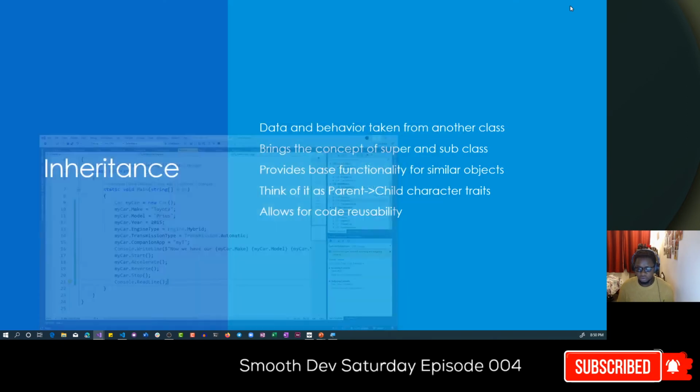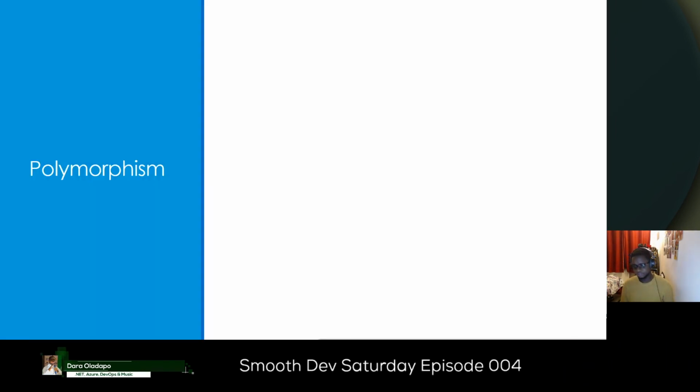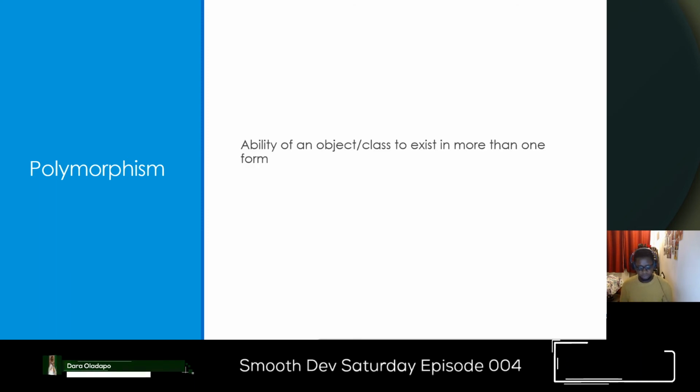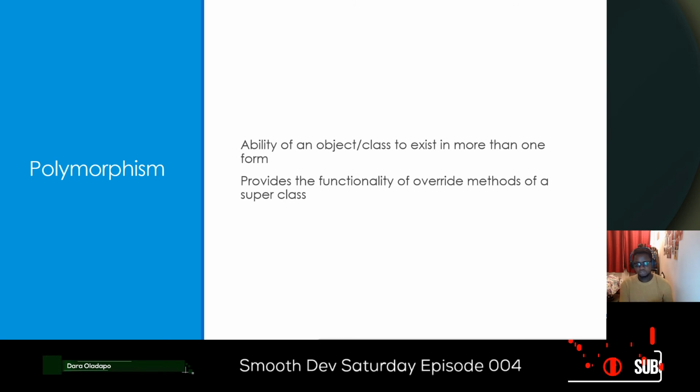So let's now go to the concept of polymorphism. Just from the word itself, poly means many, morph means shape or form. So polymorphism is simply the ability of an object or a class to exist in more than one structure or form, whatever you want to call it. It provides the functionality to override methods and attributes of a superclass.